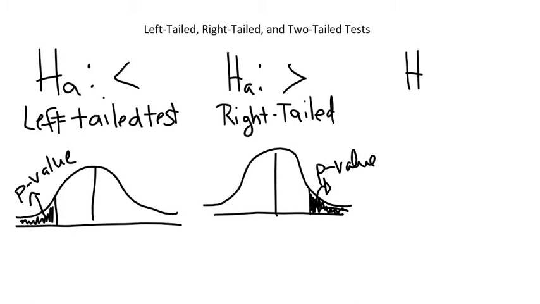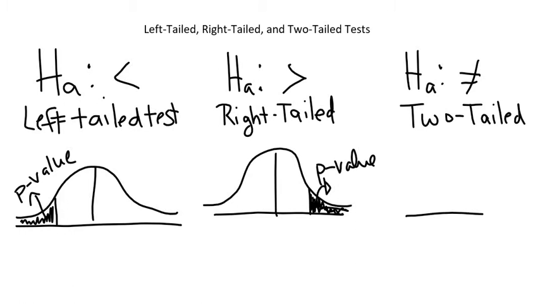And if our alternative hypothesis has a not equal to sign, this is a two-tailed test. We would have one on each side.